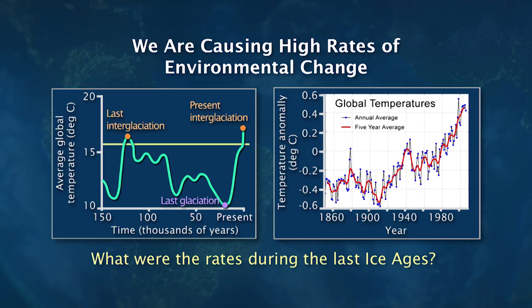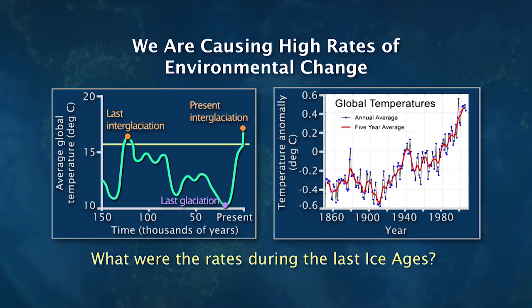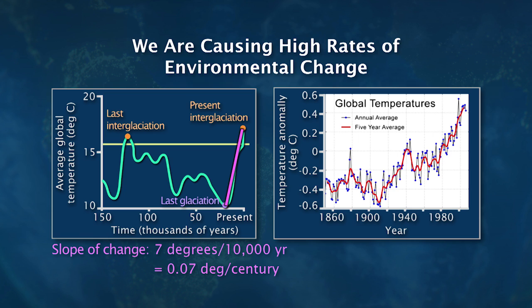And what's shown here on the left-hand side is the last 150,000 years. In particular, I want you to focus on the last 20,000 years or so. This is the recovery from a major ice age. The temperatures in the world increased by about 7 degrees centigrade. And so what's the rate of temperature increase in this really strong recovery from an ice age? We draw the line: 7 degrees over 10,000 years, it's 0.07 degrees centigrade per century.